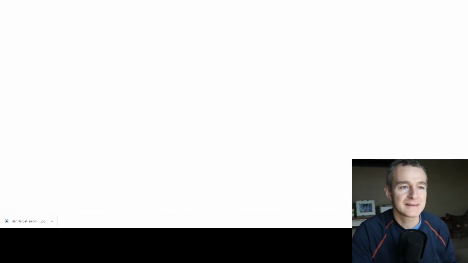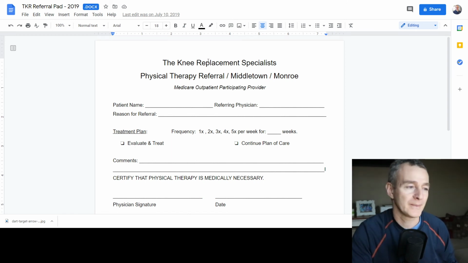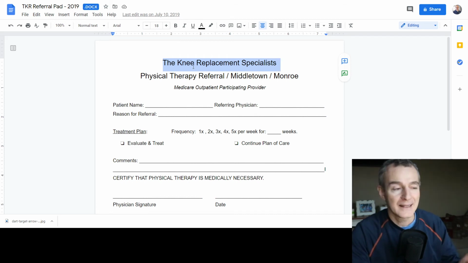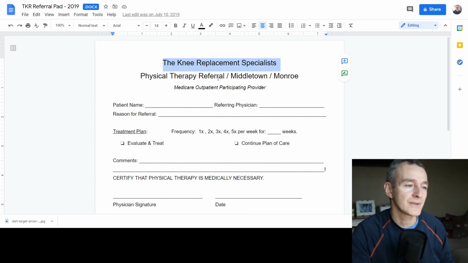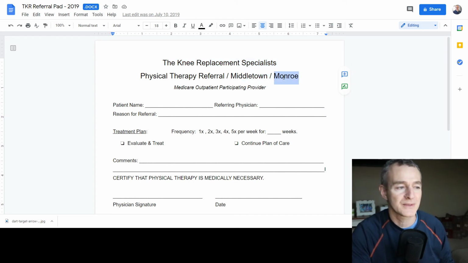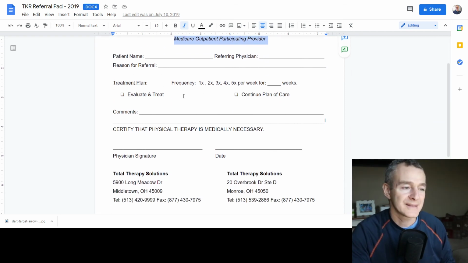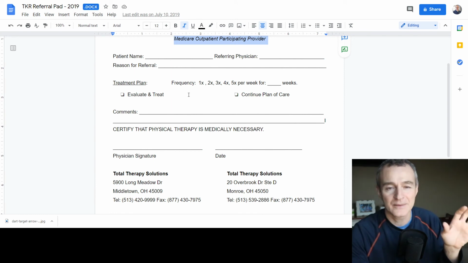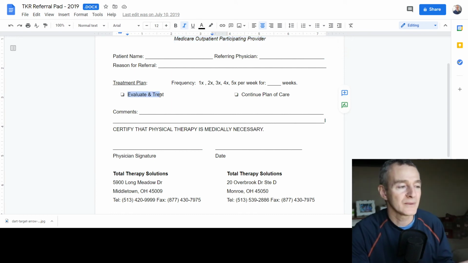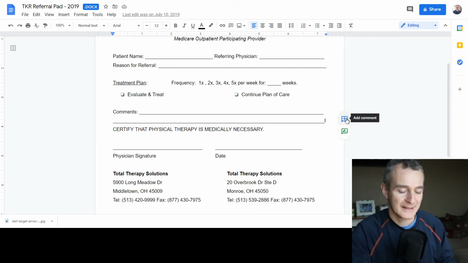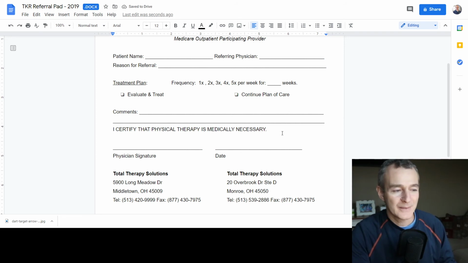The final part of this is going with what I call a specialized referral pad. So this one says the knee replacement specialists. Obviously, I'm not going to get referrals for post-surgical laminectomy. I'm going to get knee replacement referrals. Physical therapy referral, Middletown, Monroe, these are the 2 cities I serve. Medicare outpatient participating provider. Notice I eliminated all of the other stuff that a physician could choose. The only options here are eval and treat, continue plan of care. This is supposed to say I certify that physical therapy is medically necessary.